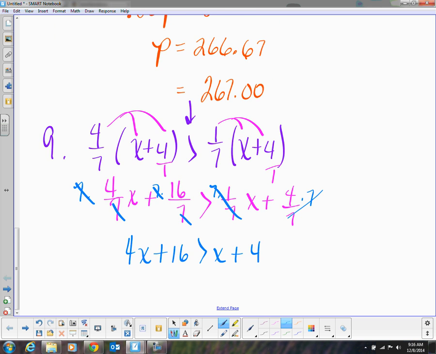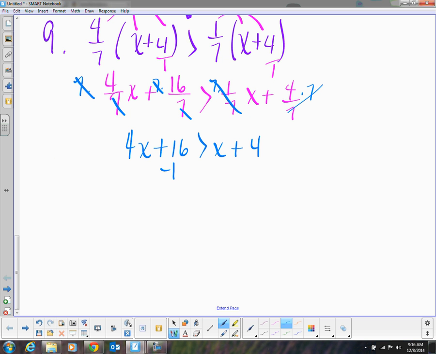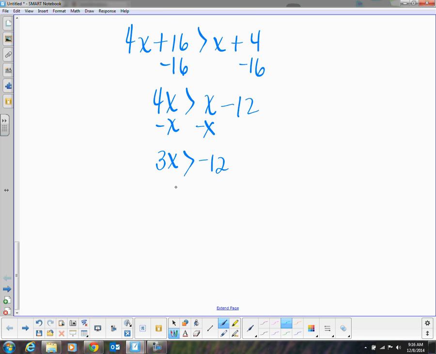All right, what do you want to do next? Subtract 16. 4x is greater than x minus 12. Now what do we do? So when we go to divide, are we going to be dividing by a negative number? So when I divide by 3, does this sign change? No. What is this? Negative 4. Next question.